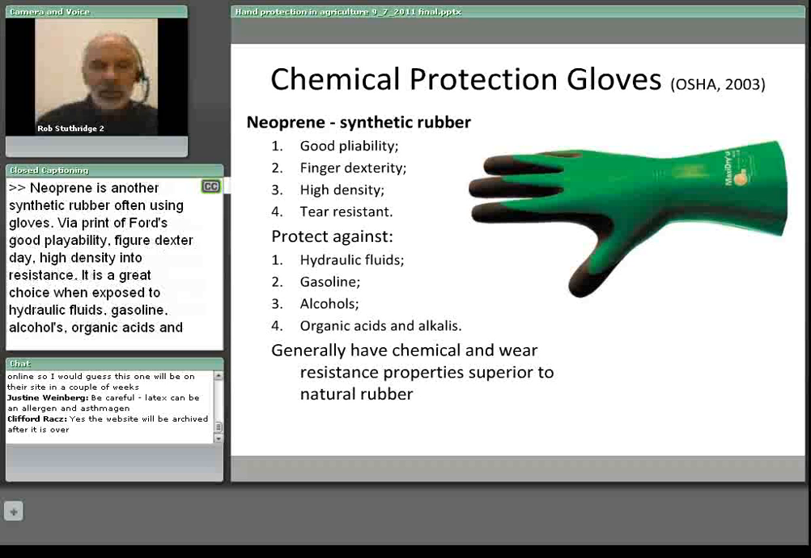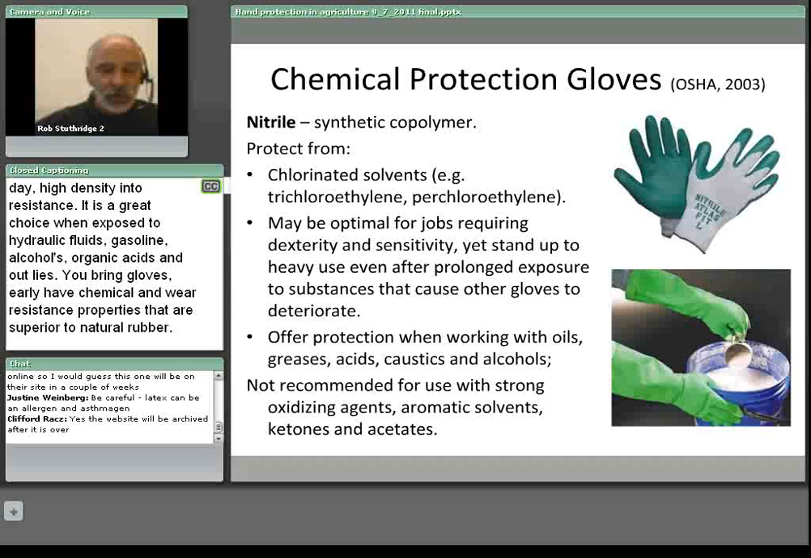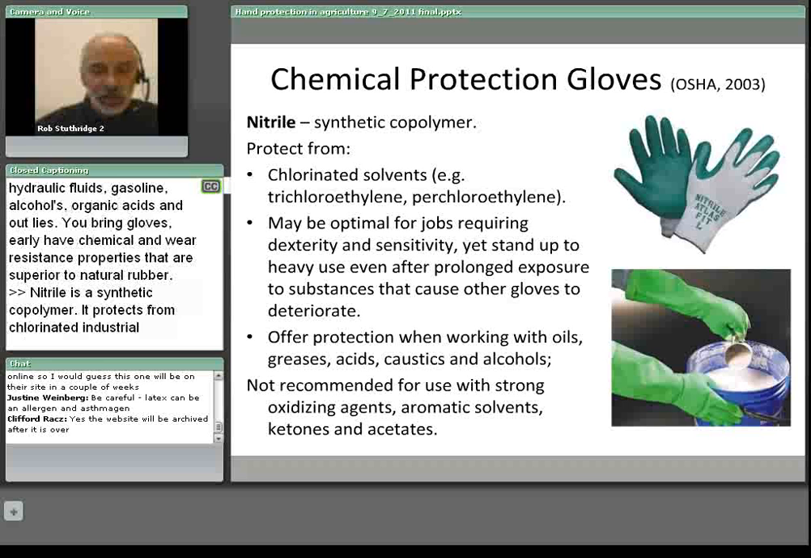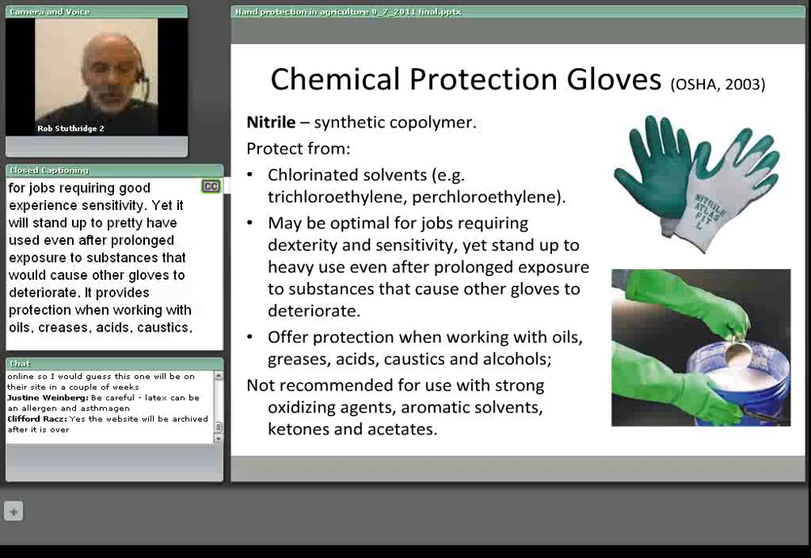Nitrile is a synthetic copolymer. It protects from chlorinated industrial solvents, and it can be optimal for jobs requiring good dexterity and sensitivity. Yet it will stand up to pretty heavy use even after prolonged exposure to substances that would cause other gloves to deteriorate. It provides protection when working with oils, greases, acids, caustics, and alcohols. But it isn't recommended for use with strong oxidizing agents, aromatic solvents, ketones, or acetones.